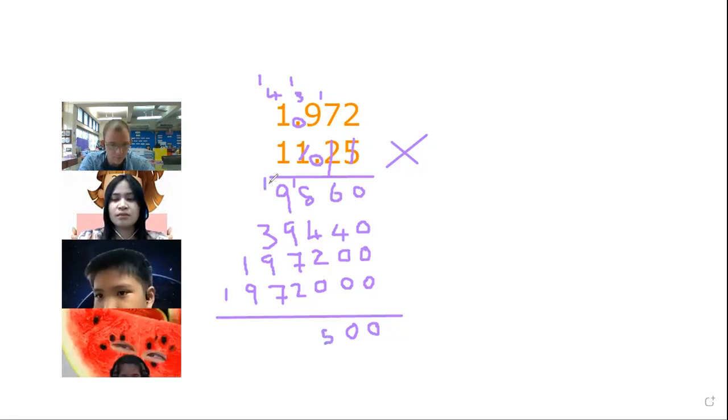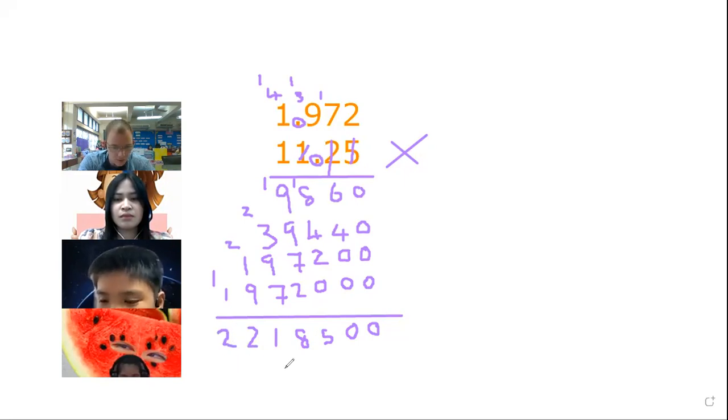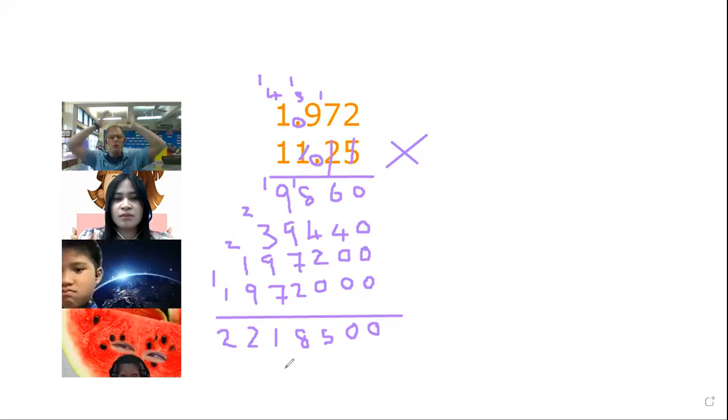Carry the 1. 9 plus 1 is 10 plus 9 is 19 plus 7 is 26 plus 2 is 28. Carry the 2. 7 plus 3 is 10 plus 9 is 19 plus 2 is 21. Carry the 2. This is 12. Carry the 1. This is 2. So look at this number. This number is 2,218,500. Woo! That's a big number.